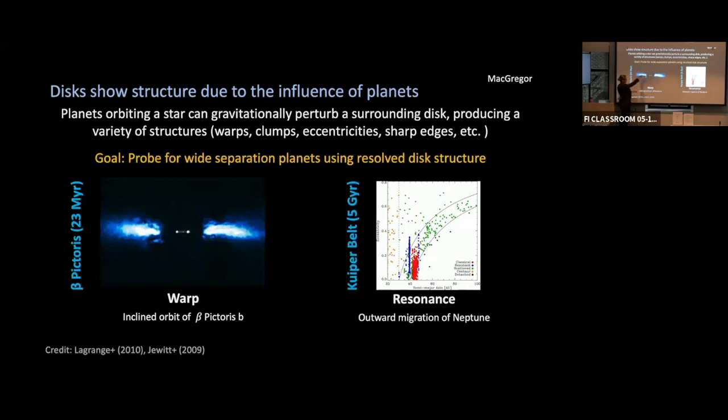So the disk sort of is flat and then it has a kink. And that's because Beta Pictoris b is on a slightly inclined orbit relative to the outer disk, and so it actually warps the inner part of the disk.